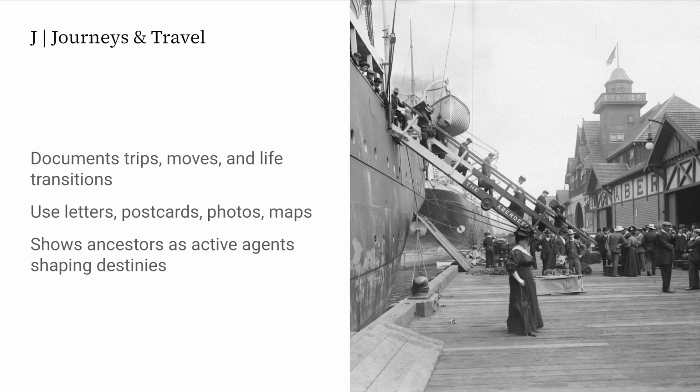J is for journeys and travel. Beyond immigration, document all significant trips and moves. Travel reveals adventure, economic opportunity, or hardship. Your ancestors as active agents shaping their destinies. Use letters, postcards, photos, and maps to trace their journeys. Remember, even a trip to the next county was significant in 1880. Did they follow the railroad west, move for a job, visit family they hadn't seen in decades? Each journey represents a decision point and often a turning point in their story.